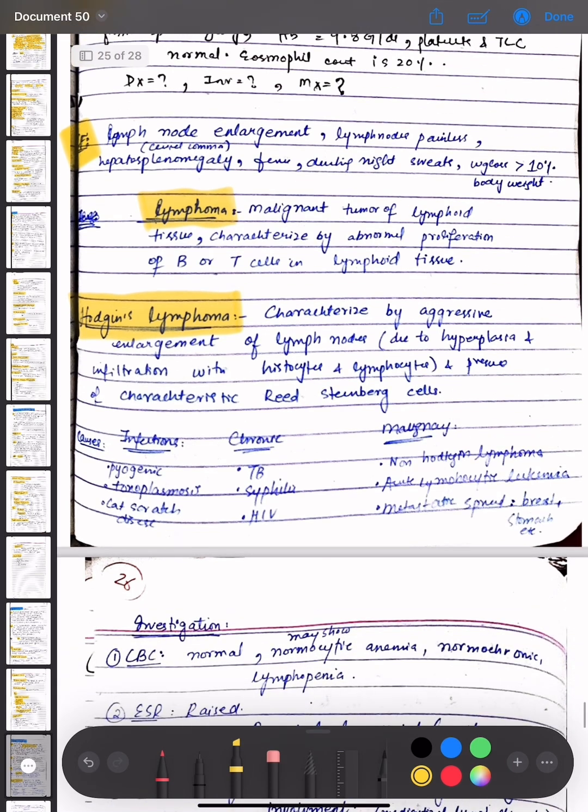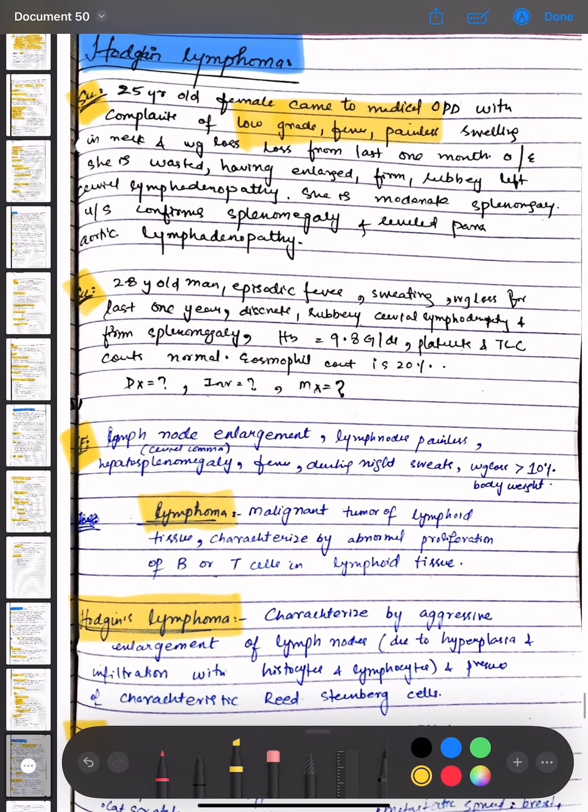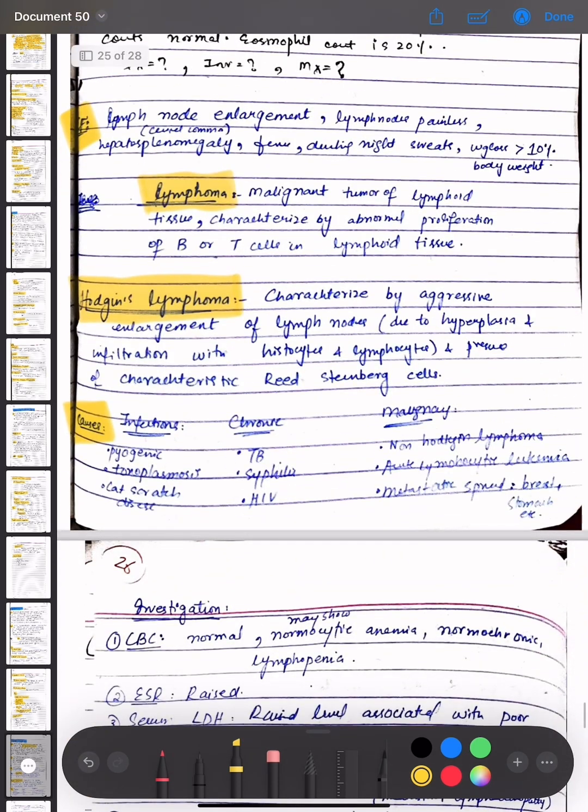The causes of lymph node enlargement are infectious, which are pyogenic infections, toxoplasmosis, and Kikuchi disease. There are chronic causes, which are TB, syphilis, and HIV, and malignancy causes, which are non-Hodgkin lymphoma, acute lymphocytic leukemia, and metastatic spread, such as breast and stomach, etc.